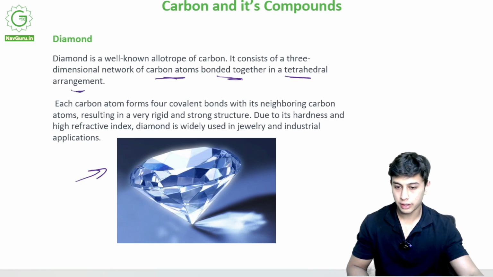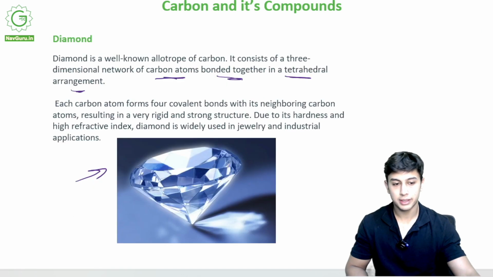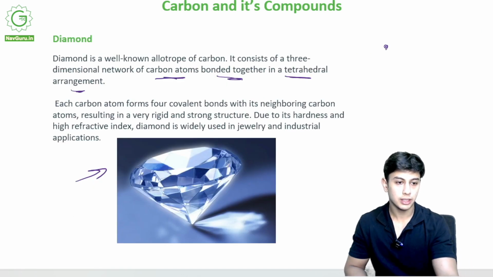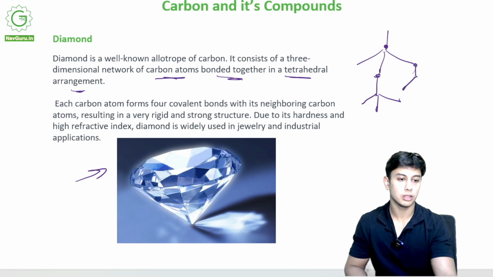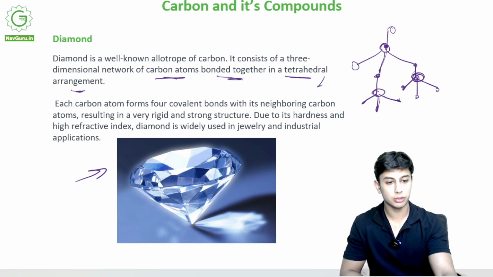I'll show you a tetrahedral arrangement. See over here, this is tetrahedral. What do you mean by tetrahedral? Each carbon is connected to four other carbons. Like this, 1, 2, 3. This is a carbon connected to 1, 2, 3, 4. Again, this over here, 1, 2, 3, and 4. So this will be like this. It is tetrahedral. Tetra means 4.